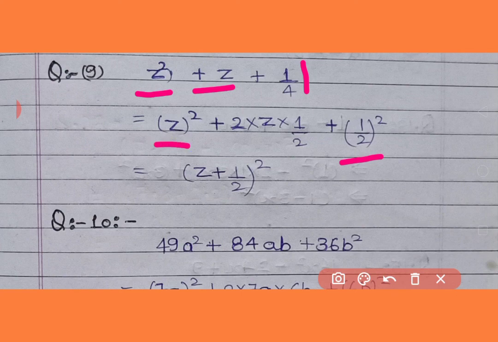So write in the form of 2ab. So 2 multiplied with a value given z and b value given 1 upon 2. So 2 will divide 2. It is clear that it is in the form of a plus b whole square, but due to the multiplication and division, this became changed into this position. So we can write it z plus 1 upon 2 whole square.